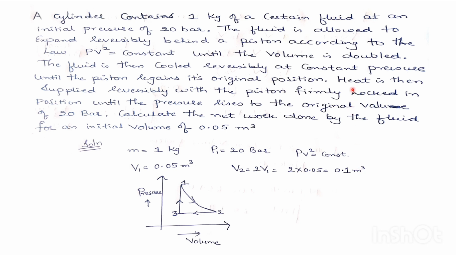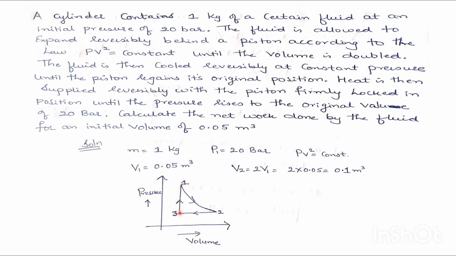Then next he has given, heat is then supplied reversibly with the piston firmly locked in position until the pressure rises to the original value. So here the piston regains its original position. You can see here the fluid is then cooled reversibly at constant pressure, which means a horizontal line, until the piston regains its original position. So this is my original position here.